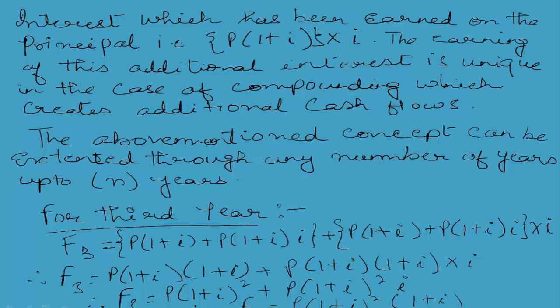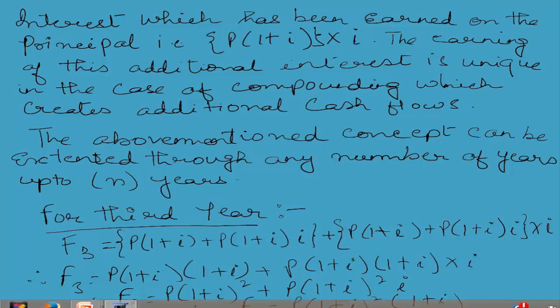It is a simple simplification wherein P is taken common: P(1+I) into (1+I) plus P(1+I) into (1+I) into I. Therefore, F3 is equal to P(1+I) whole square plus P(1+I) whole square into I. F3 is equal to P(1+I) whole square into (1+I).